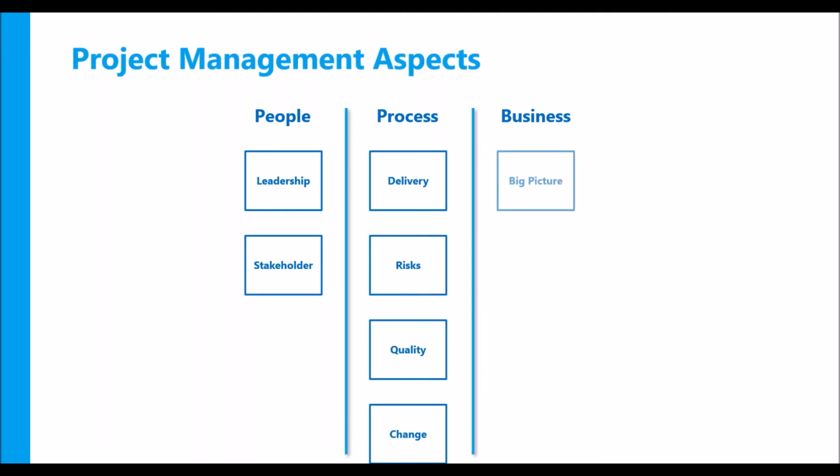And finally, business. I'm going to put a single abstract item called big picture. It can involve anything from your enterprise factors or your organizational assets or anything from outside the project in your organization that can influence your project, right? I'm just going to put it simply in a single aspect called big picture.